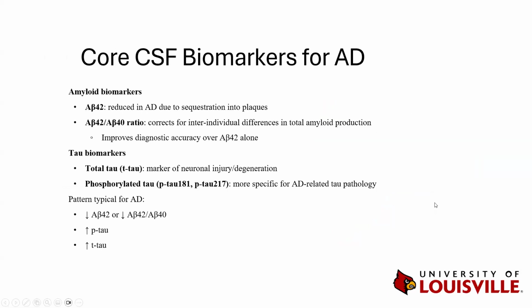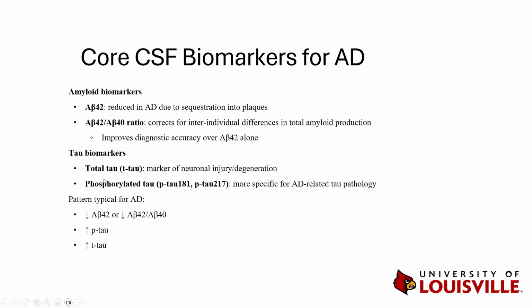So what markers are we looking for exactly? Amyloid beta should be reduced in CSF due to this idea that it's sticking in these plaques in the brain. We also can look at the ratio of amyloid beta 42 to 40, and this helps tease out some of the differences between individuals and points more towards improved diagnostic accuracy versus amyloid beta 42 alone.